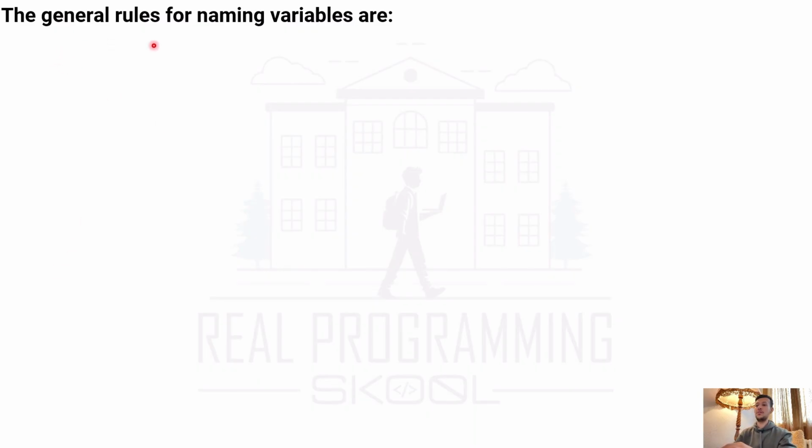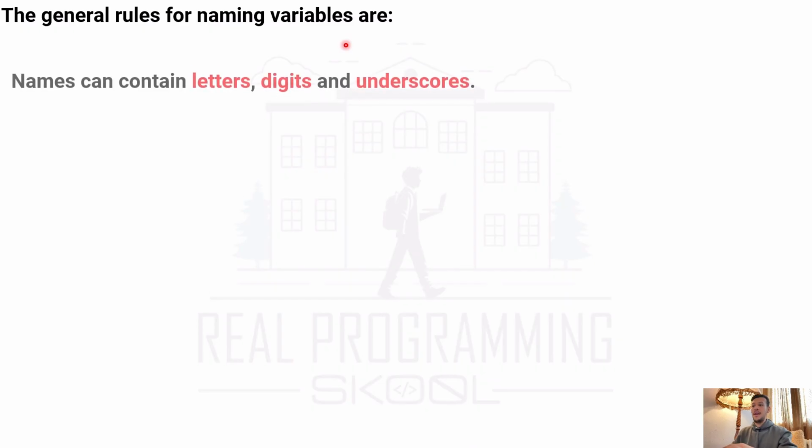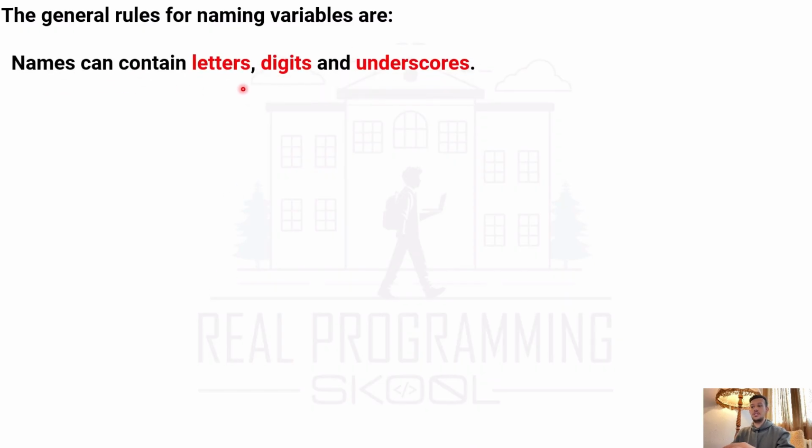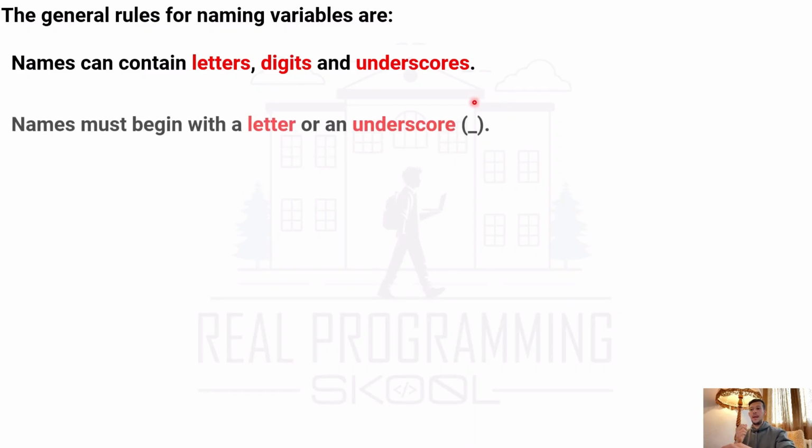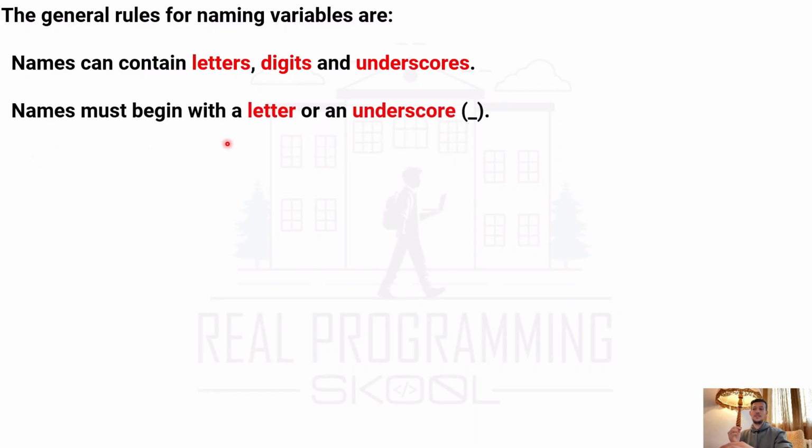The general rules for naming variables are: names can contain letters, digits, and underscores. You can have these three things in your variable names. Names must begin with a letter or underscore. You cannot start your variable with a number or special character or white space. You should start your variable with two things, a letter or an underscore. Remember them, they are easy. Start your variable name with a letter or underscore.